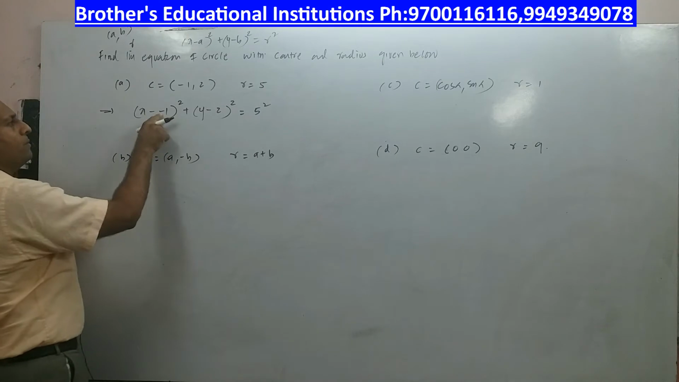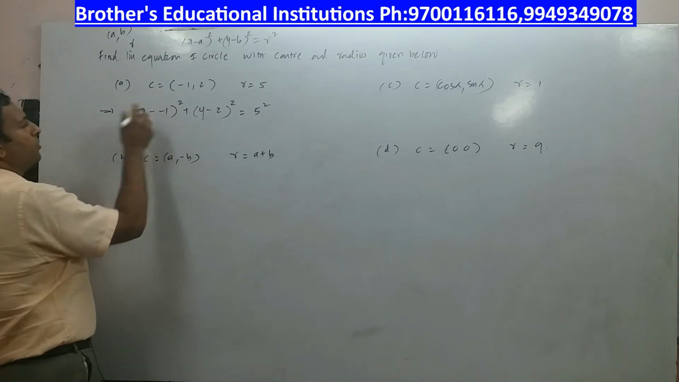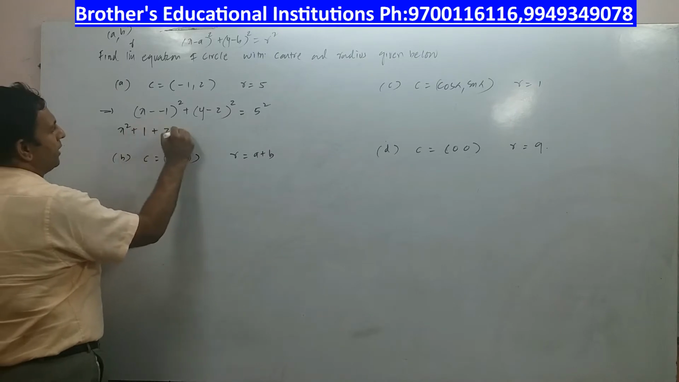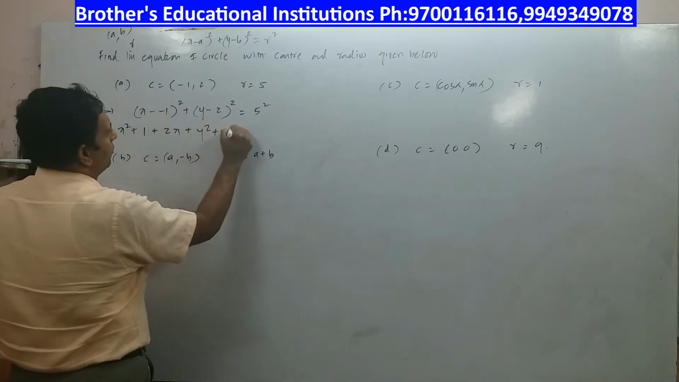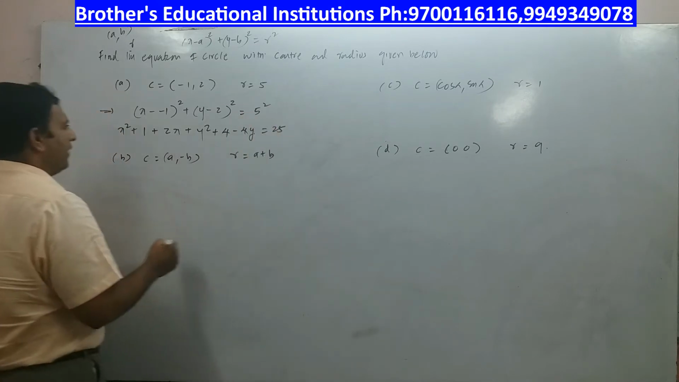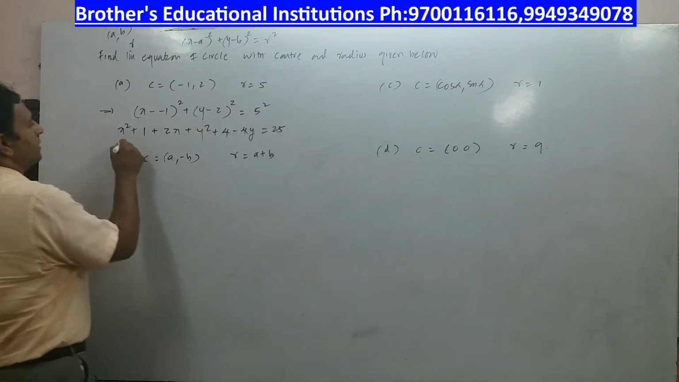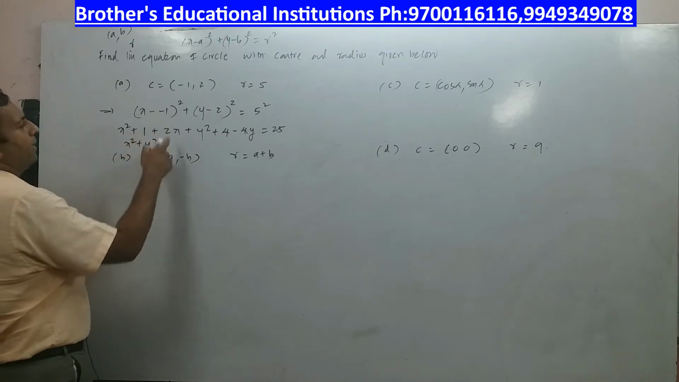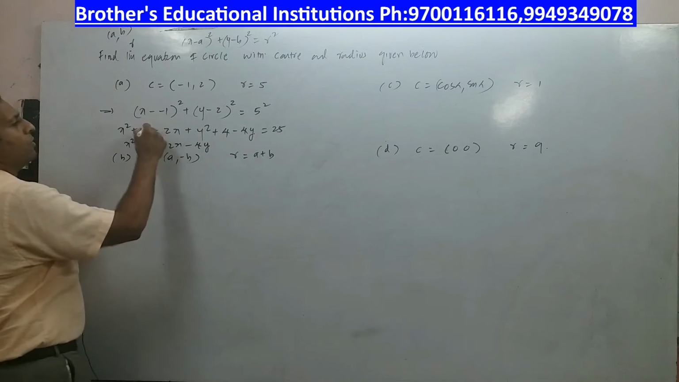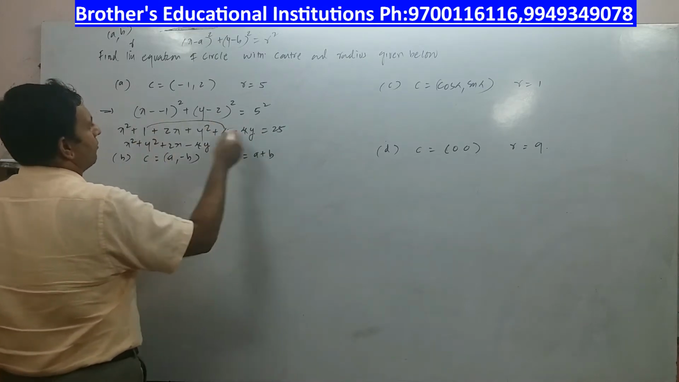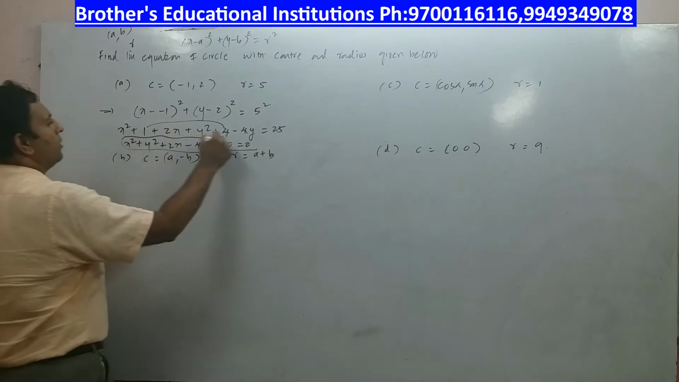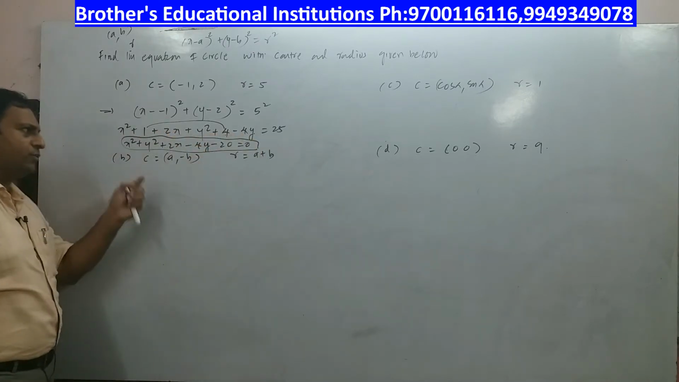I will simplify. Minus into minus is plus, so it is (x plus 1) whole square. (x plus 1) whole square is x square plus 1 plus 2x, plus y square plus 4 minus 4y, is equal to 5 square, 25. So the answer will be x square plus y square plus 2x minus 4y. What is 1 plus 4? 5. Now 5 minus 25 will be minus 20, is the equation of circle. Please try to understand and adjust with that.